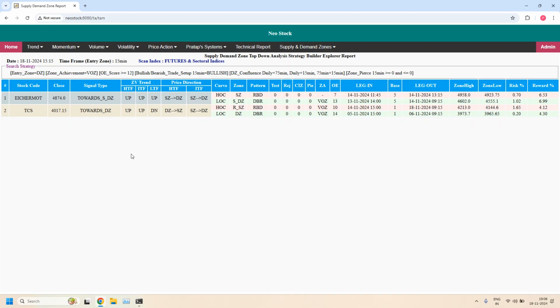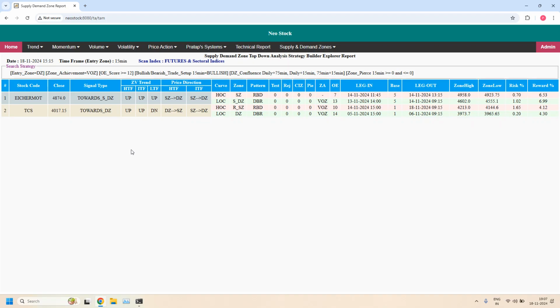HTF trend. Because the HTF trend is an uptrend, if they are having any HTF EMA confluence, that is daily EMA confluence with daily demand zones, they are even more high probability setup supported stocks.